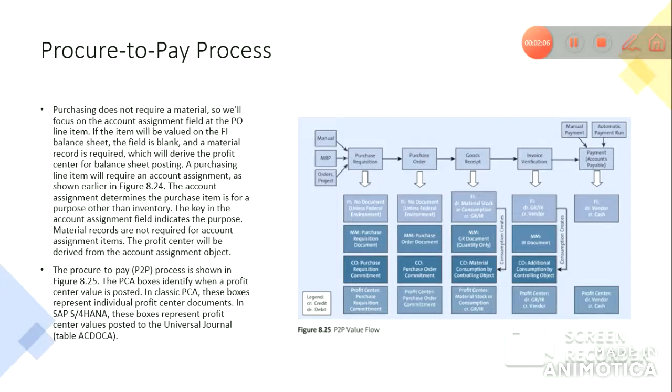The procure to pay process is shown in figure. The profit center accounting boxes identify when a profit center value is posted. In classic profit center accounting, these boxes represent individual profit center documents. In SAP S4 HANA, these boxes represent profit center values posted to Universal Journal.